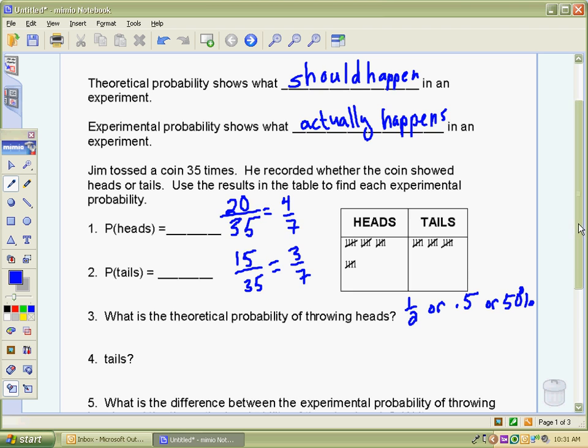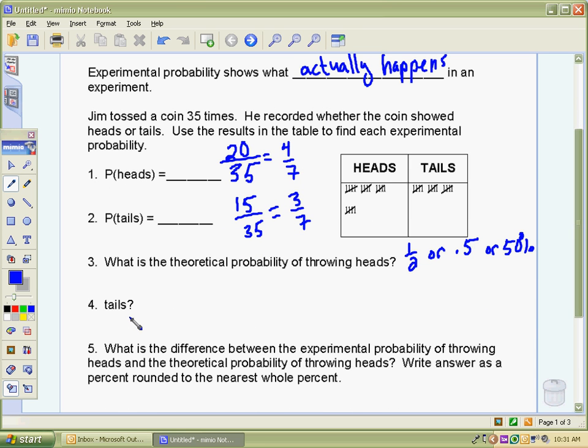Number 4, what's the theoretical probability of getting a tail? Well, that's the same. It's 1/2, or 0.5, or 50%. Number 5, what is the difference between the experimental probability of throwing heads and the theoretical probability of throwing heads? And we want to write our answers as a percent and round to the nearest whole percent. Now this is where you have explicit directions to give a percentage as an answer.